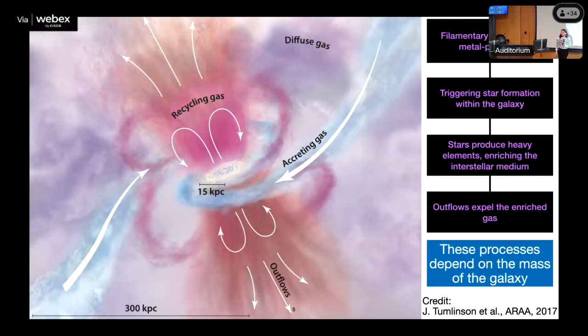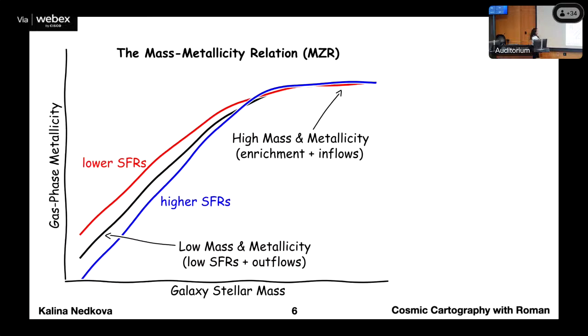One thing that's important to note is that they depend on the mass of the galaxy. So you can imagine a galaxy that is very massive, that has a very deep potential well, is going to be much more efficient at accreting gas from the intergalactic medium. And so what this means is that if we look at the metallicity of galaxies versus their stellar masses, we might expect to see a trend. And indeed we do. So this is known as the mass metallicity relation. We have the metallicity on the y-axis, galaxy stellar mass on the x-axis. And we see that low mass galaxies tend to have lower metallicities than high mass galaxies.